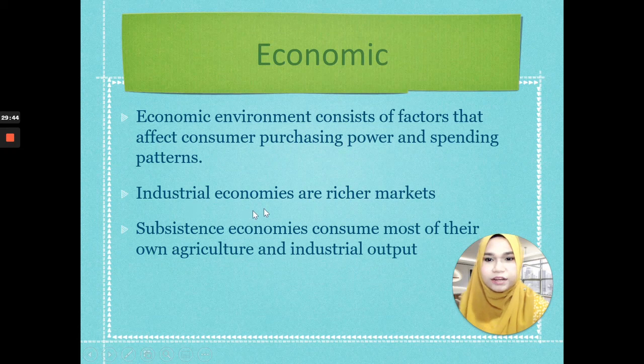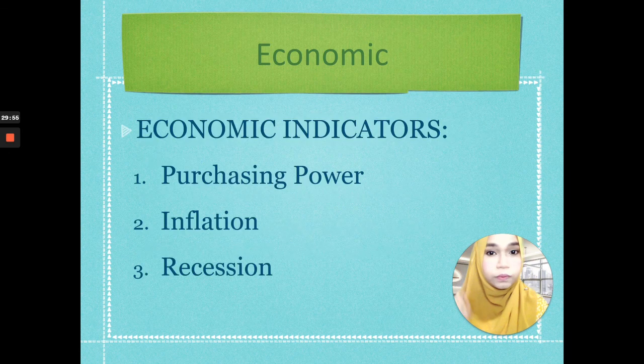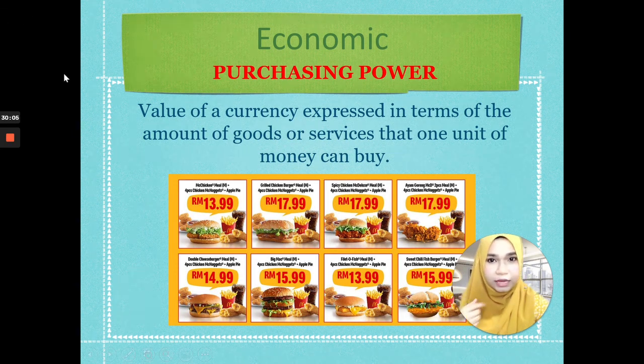And we can see that industrial economies are richer markets, and subsistence economies consume most of their own agriculture and also industrial output. Don't worry about this. What you need to worry is about these three economic indicators: the purchasing power, inflation, and recession, which I think you already know what is actually purchasing power. Okay, so purchasing power is actually the value of currency expressed in terms of the amount of goods or services that one unit of money can buy.